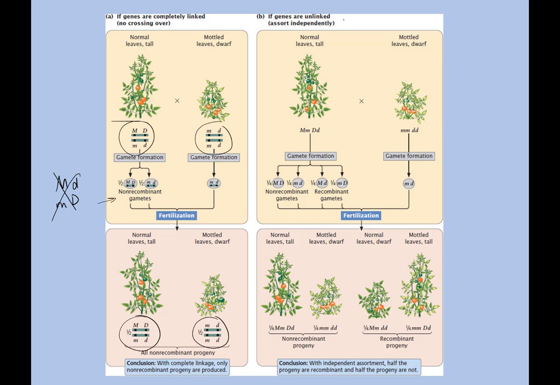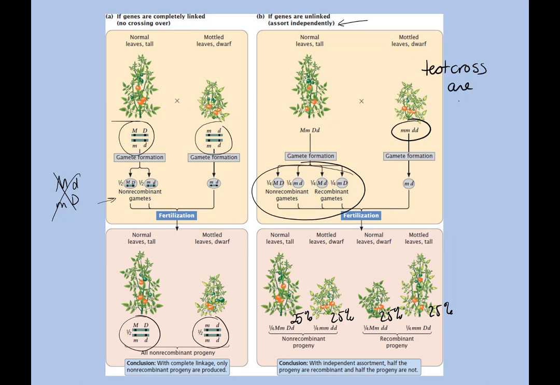If it was completely unlinked, which is what we've been looking at, you would expect all these different combinations of gametes in a 1-to-1-to-1 ratio, and the progeny you would expect to be 25%, 25%, and so on. I should back up. We are always doing these with a test cross, which means a homozygous recessive as the second parent. Test crosses are used to determine gene linkage.